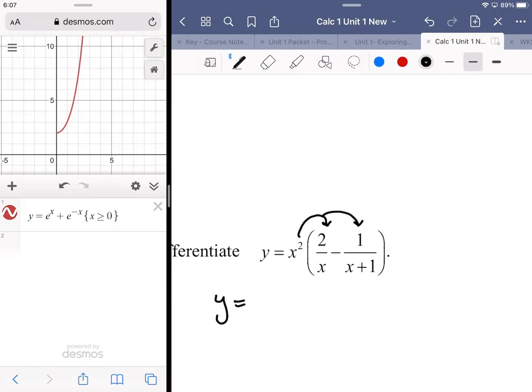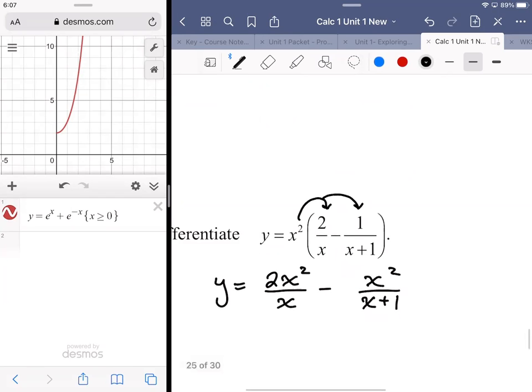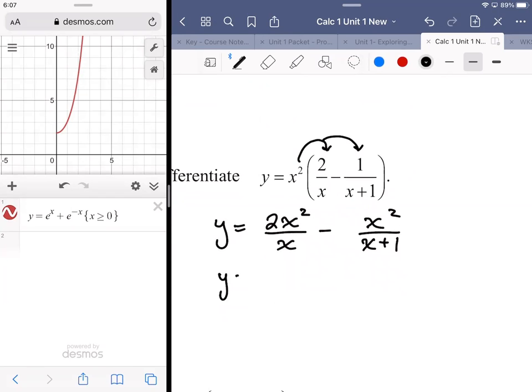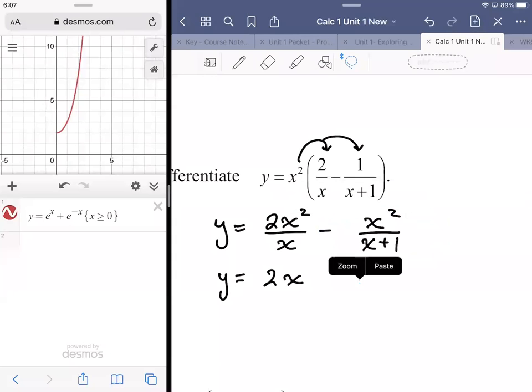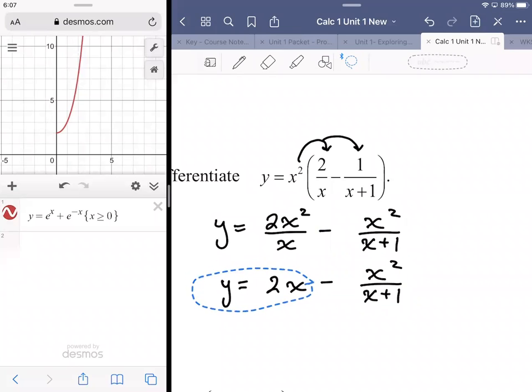and we'll get, I'll write the intermediate step before I simplify, 2x squared over x minus x squared over x plus 1, which would simplify further to 2x, and the second part is going to stay as is. Now, by the sum and difference rules for derivatives, we can take the derivative of these two expressions separately from one another.